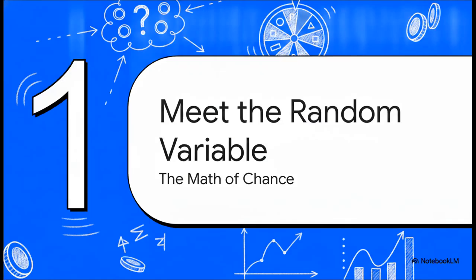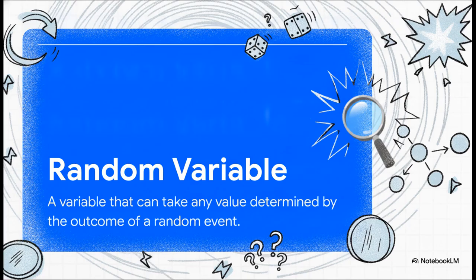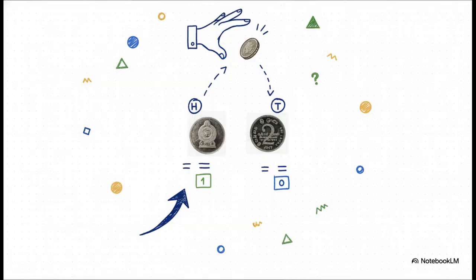All right, part 1. Meet the random variable. At its core, a random variable is just a variable that can take any value determined by the outcome of a random event. In plain, everyday language, it's basically our mathematical placeholder for chaos. Instead of just throwing our hands up in the air and saying, well, we don't know what's going to happen, we assign a variable, usually we just call it x, to represent all the potential outcomes of that completely uncertain event.